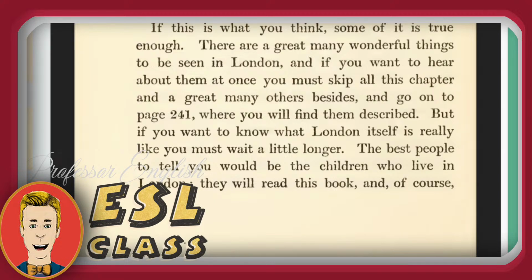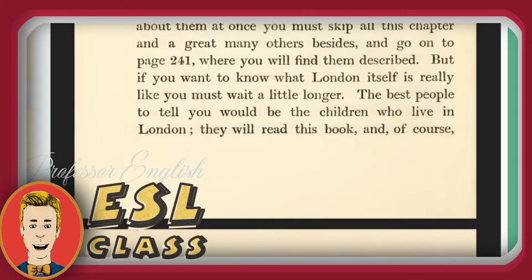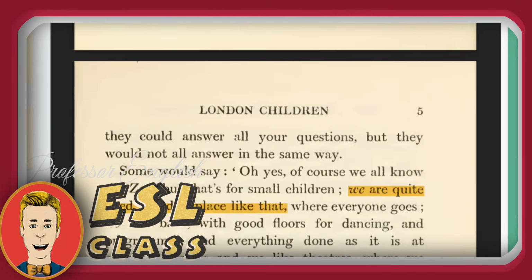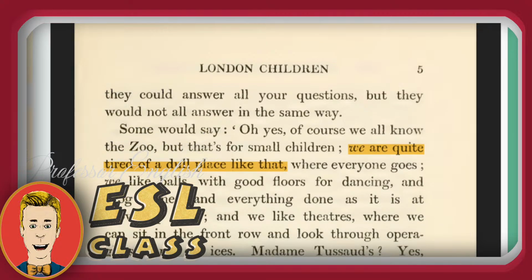So I guess the first part of this book, they will talk about life in London. And then later in the book, they will talk about interesting things that you can see in London. But if you want to know what London itself is really like, you must wait a little longer. The best people to tell you would be the children who live in London. They will read this book, and of course, they could answer all of your questions. But they will not all answer in the same way.